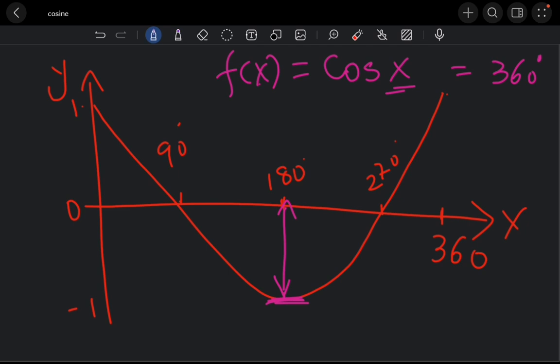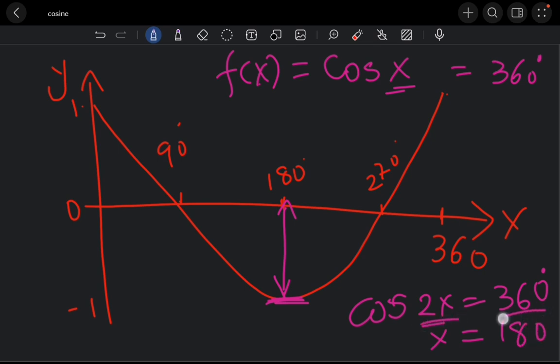Okay? And then the same applies if we were given cos of 2x is equal to 360. Our period will be x is equal to 180, because we're just going to equate 2x with 360. Then we divide both sides by 2 and we get 180, which will give us our period.